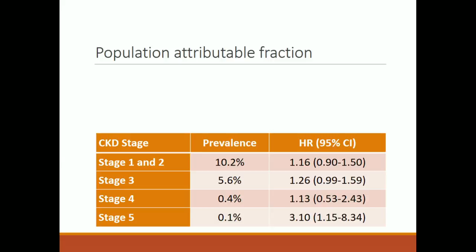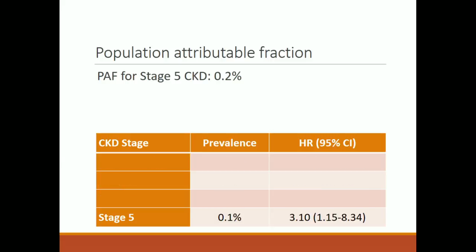If we look again, the majority of CKD cases are coming from stage 1 to stage 3. Although they might impose a small hazard ratio, with increased risk, the overall burden in terms of population attributable fraction might be high compared to the stage 5 disease.